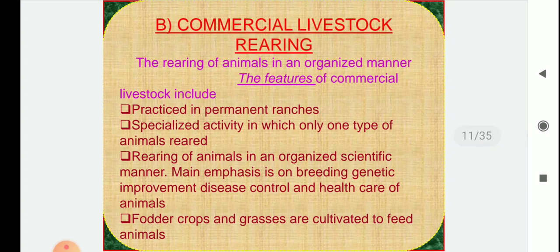Okay, now next is commercial livestock rearing. It is the rearing of animals in an organized manner. It is more organized, students, and capital intensive also. It is practiced in permanent ranches, and animals are reared in an organized scientific manner, with the main emphasis on breeding, genetic improvement, disease control, and health care of animals. Fodder crops are also very important. Fodder crops and grasses are cultivated to feed animals.